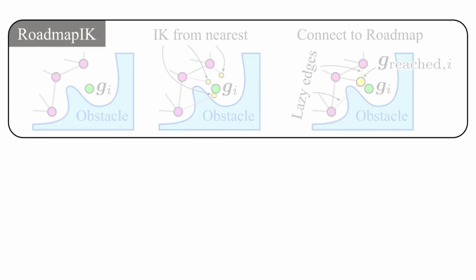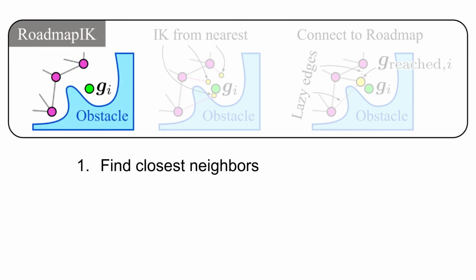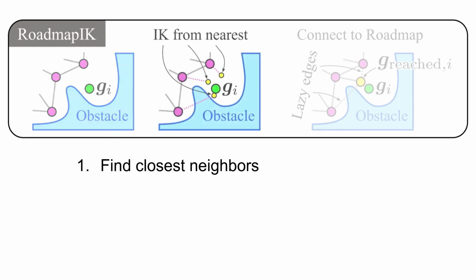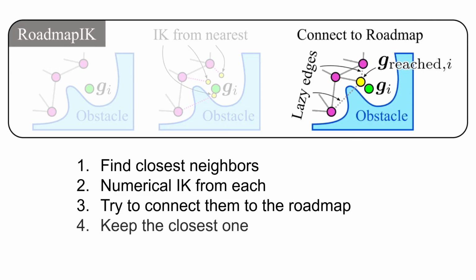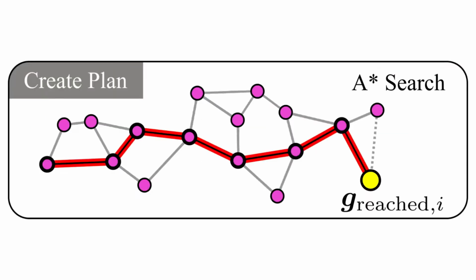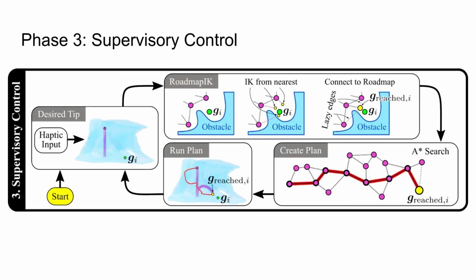Our roadmap-IK algorithm first finds the nearest neighbors in the roadmap to the specified goal tip position, performs numerical inverse kinematics from each one, attempting to connect them to the roadmap. We keep the connection closest to the goal tip position and add additional lazy edges to nearby configurations. Having connected this found goal configuration to the roadmap, we generate a plan over the graph using the optimal and efficient A-star search algorithm. The plan is executed and we wait for the next desired goal position.